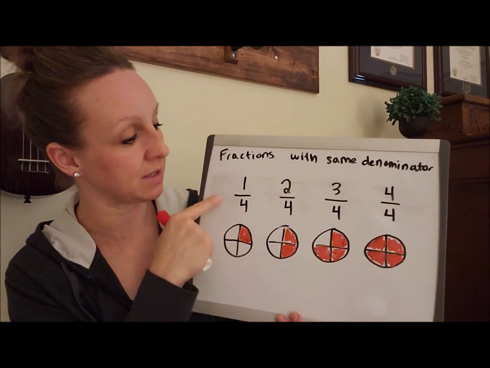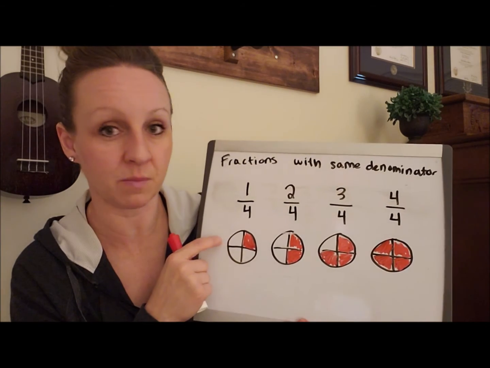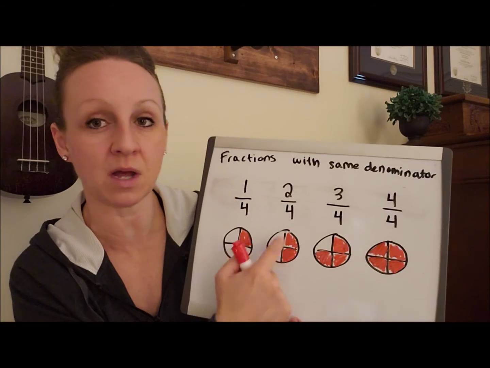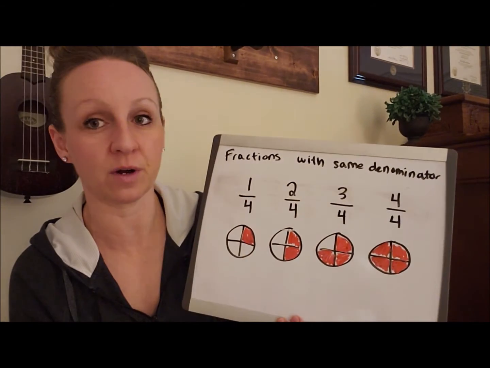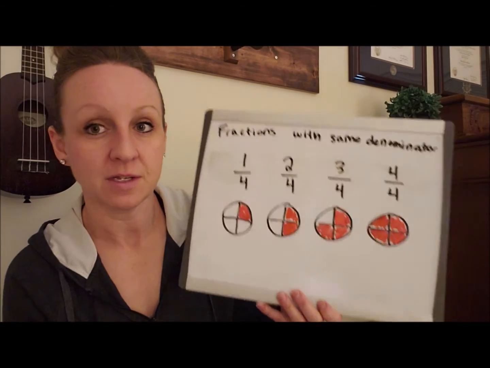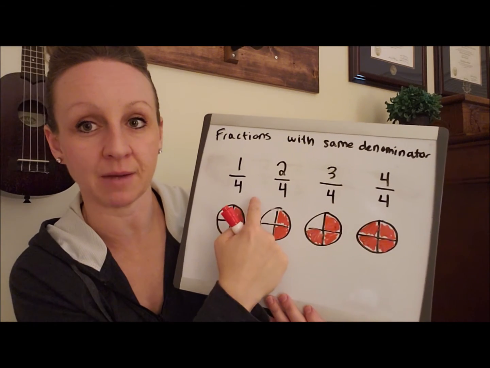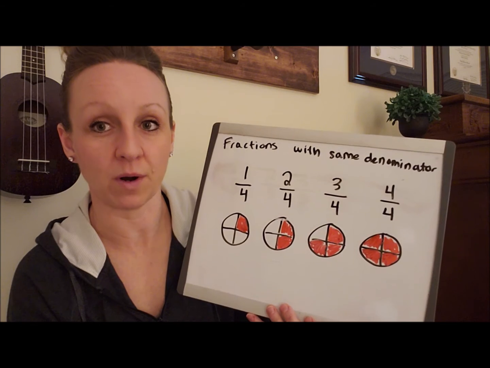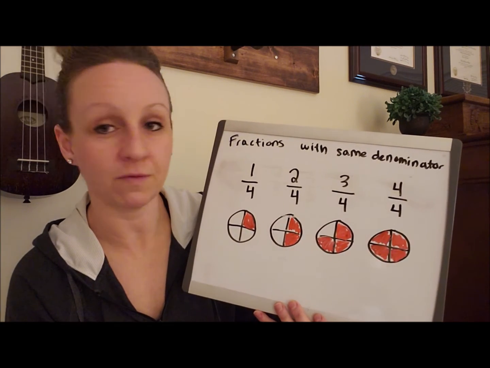So in this one, we can see that it says 1 out of 4. I'm coloring in 1 little bit here. And this is 2 out of 4, and I'm coloring in 2 bits. You can see that there's more colored in here in the 2 out of 4 than there is with the 1 out of 4. So as long as the bottoms are the same, if the number on the top is bigger, then it's going to be worth more. Okay, so hopefully that makes sense.